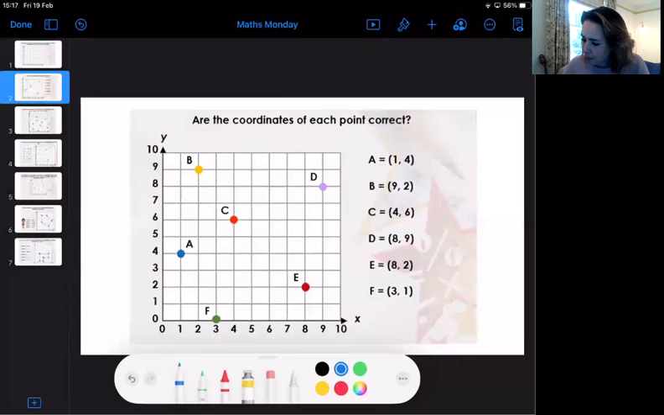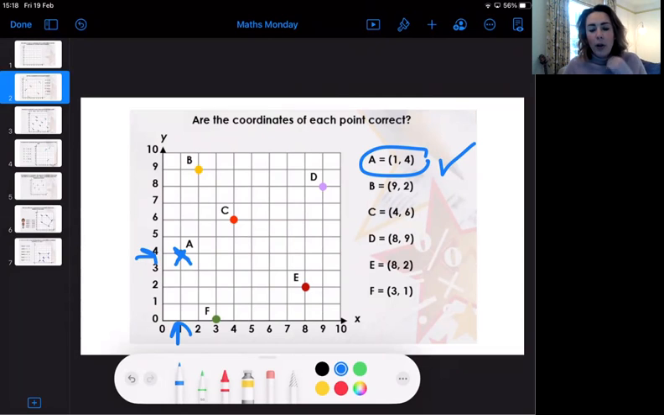A says 1, 4. So let's have a look. Along the corridor and up the stairs, we start with X. So 1, 4. A is absolutely in the right place. So I would give A a tick. Double check when you work your way through these that you are looking at the x-axis followed by the y-axis. So you're going to read them and see if it's true or false.